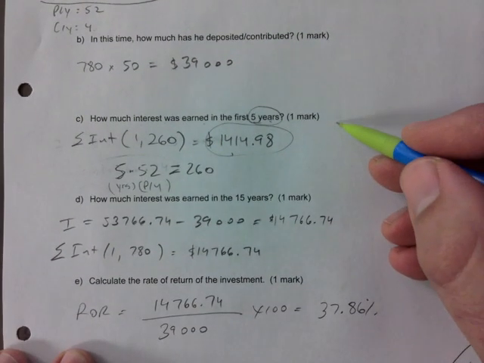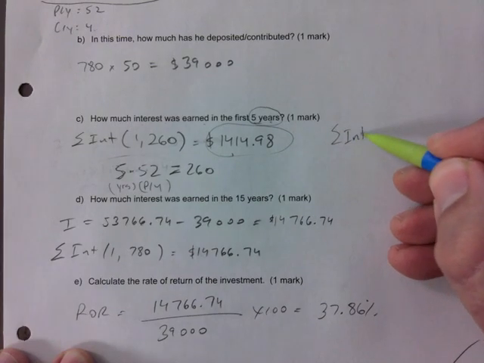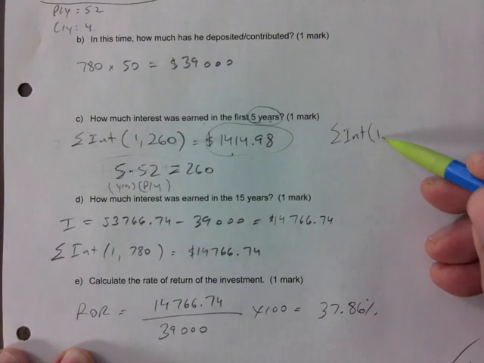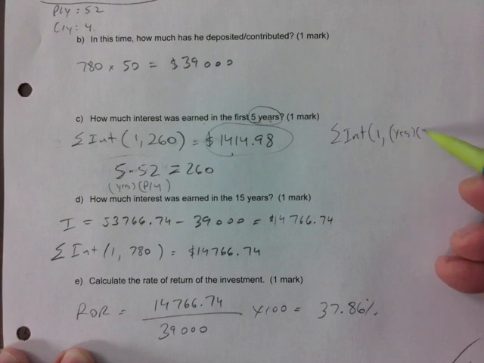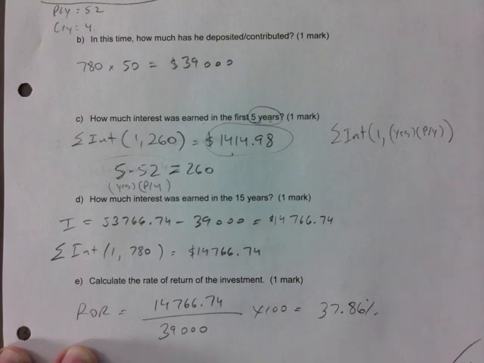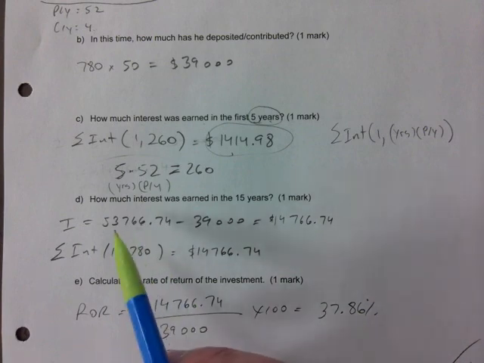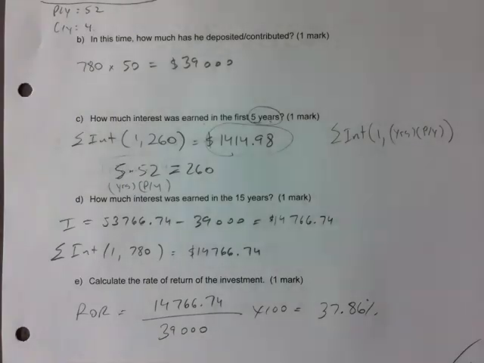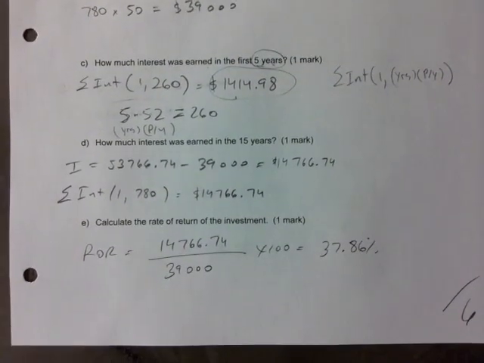So maybe on your study sheet, you write 1 to years times PY. I don't know, because sometimes you need a little reminder on how to do that. So 1 mark for that. How much interest was earned in the 15 years? There you had a choice.